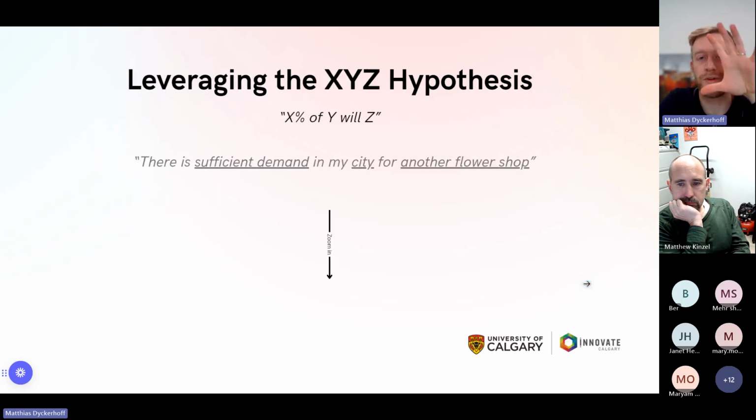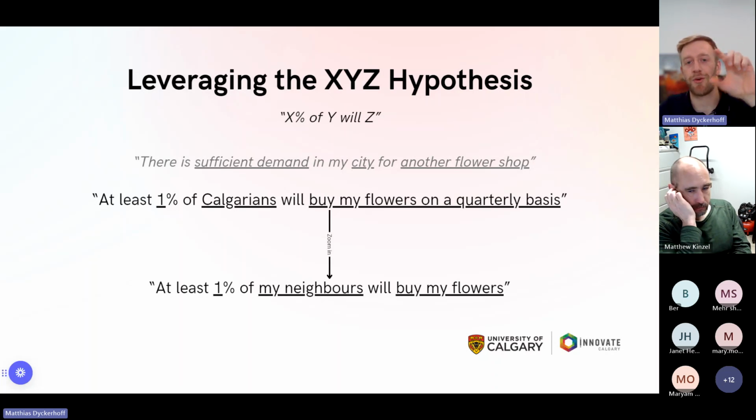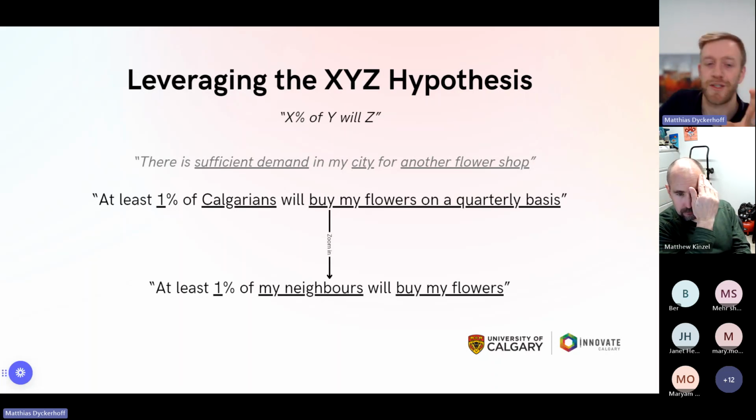So one way to break this down is to use a format called the XYZ hypothesis. You format your hypothesis as: X% of Y will Z. In this case, I'll start with maybe 1% of Calgarians will buy my flowers on a quarterly basis. That makes it more approachable, but even that's too big, right? So you want to narrow it down so that you have a really testable hypothesis.